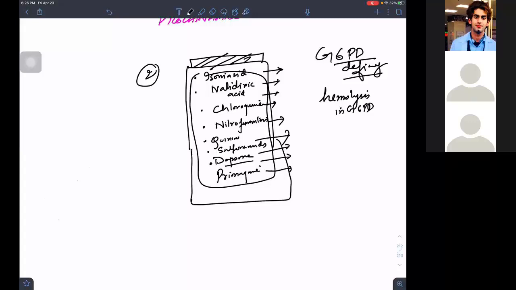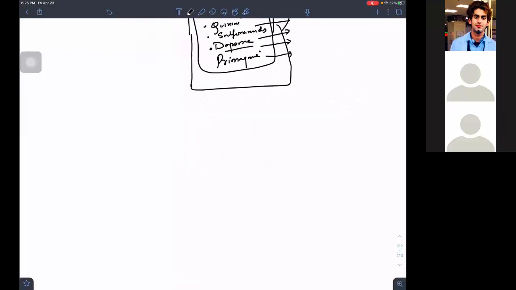So hemolysis in G6PD deficiency will be produced by these drugs, because these patients don't have the enzyme glucose 6-phosphate dehydrogenase. G6PD deficiency patient means these patients don't have G6PD, that is glucose 6-phosphate dehydrogenase. Is it clear, guys? Yeah.